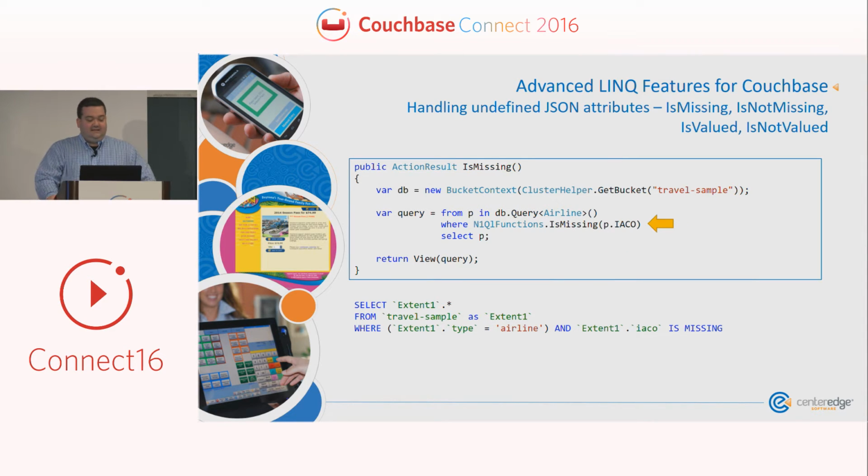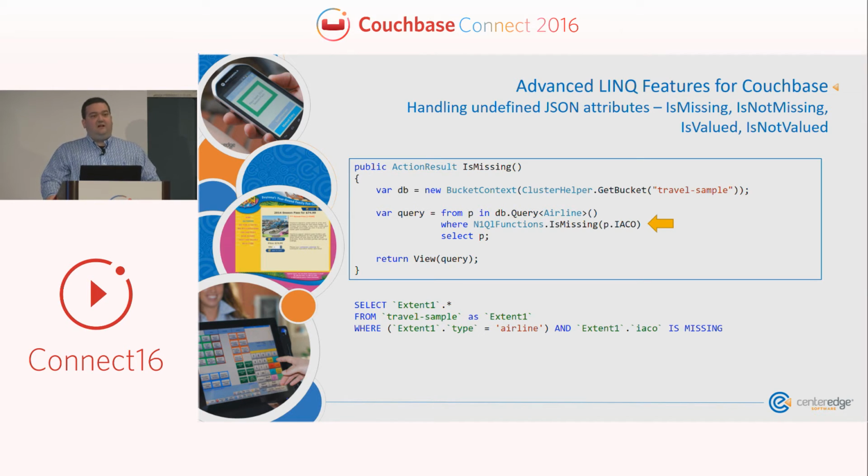The first is the idea of is missing. In a JSON document, unlike in SQL, you can actually be missing an attribute altogether, which is different than that attribute being null. If the attribute's there with the word null behind it in your JSON document, that's treated as null like we're used to treating it in SQL. But if the attribute's missing completely, that's something different. So we have NickelFunctions.IsMissing, which is specifically going to test whether that is missing or not.